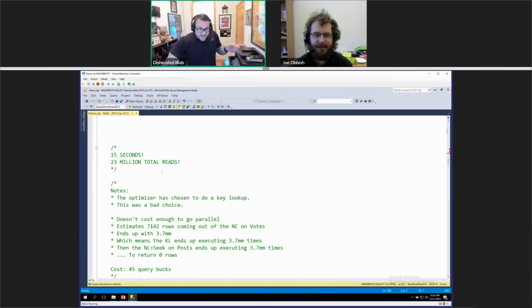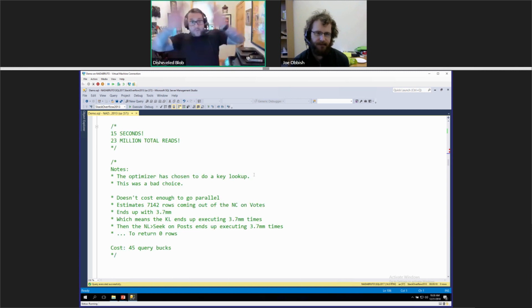So we did 15 seconds worth of CPU work, right? CPU and elapsed time were just about the same. 23 million reads. The optimizer chose of its own free will to do a key lookup there. It could have done anything else in the world, but it chose to spend its time doing a key lookup. That was a bad choice.